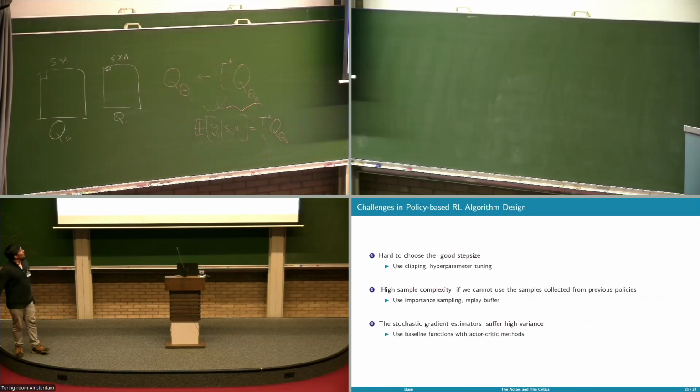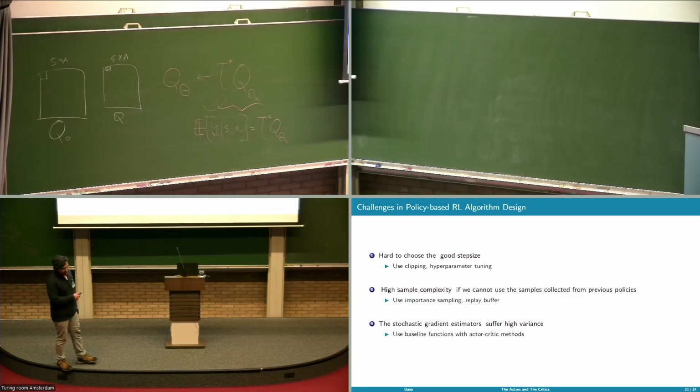Okay, so we have found another family of algorithms, the policy-based one. But the whole point is it is hard to choose the step size. If you jump too much, you go too far away, you go unstable. So that's why you use clipping, you use this proximal operator, and sometimes you do hyperparameter tuning, obviously.